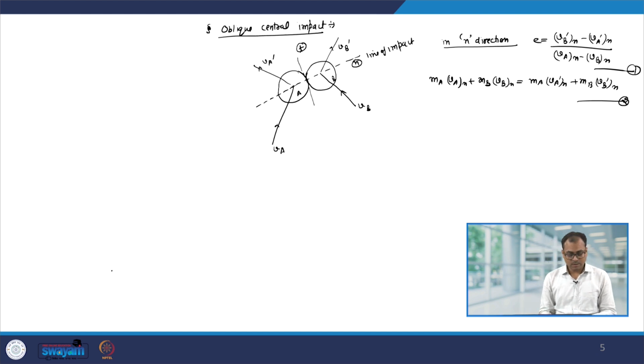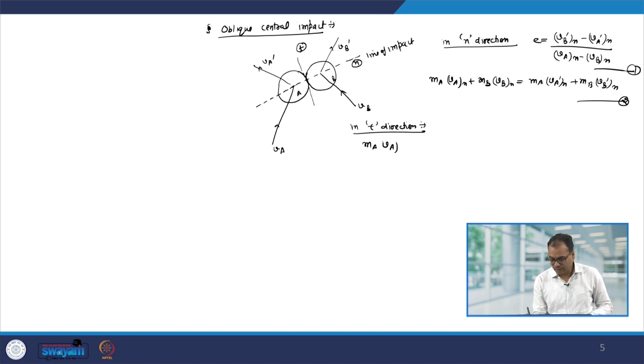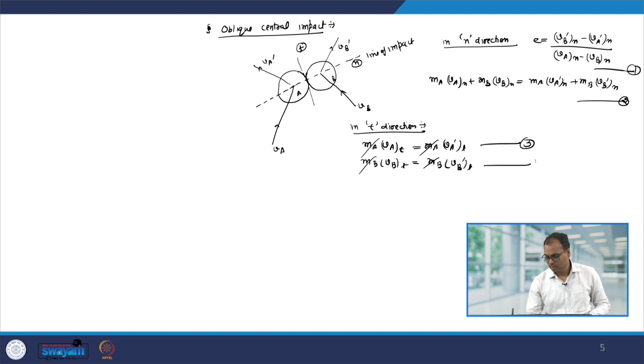And then two equations come in the T direction. So, we have in T direction, since there is no impulse, therefore, the momentum of each particle remains conserved. So, we have m A V A T equal to m A V A prime T and m B V B T equal to m B V B prime T. So, we have 4 equations and 4 unknowns. So, again the problem is solved. Then we discuss the variable mass problem.